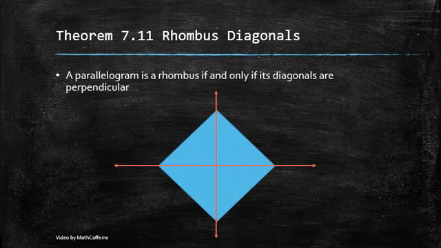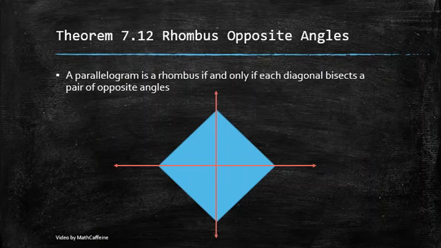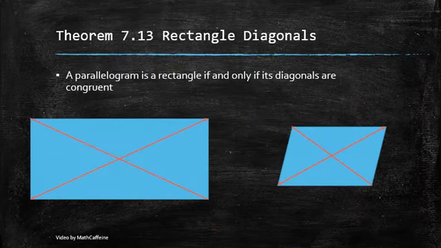In Theorem 7.11, it states that a parallelogram is a rhombus if and only if its diagonals are perpendicular. In the figure, the two red lines create four right angles, meaning they are perpendicular diagonals. We can conclude this image is a rhombus. In Theorem 7.12, we can prove that a parallelogram is a rhombus if and only if its diagonals bisect a pair of opposite angles. The red lines drawn in the figure cut each angle in half, so this parallelogram is a rhombus.